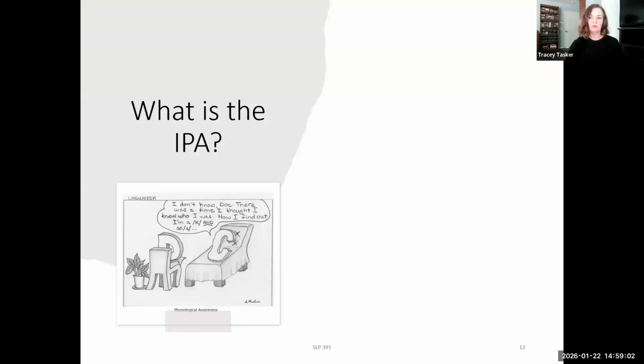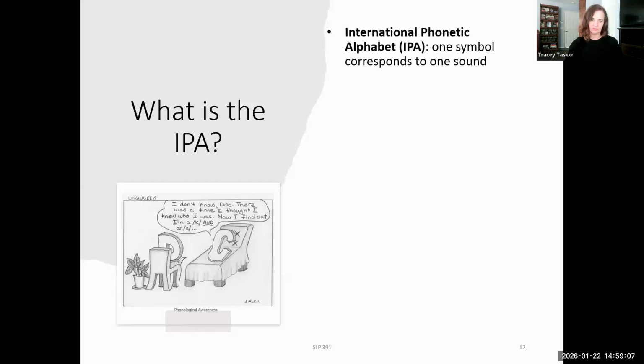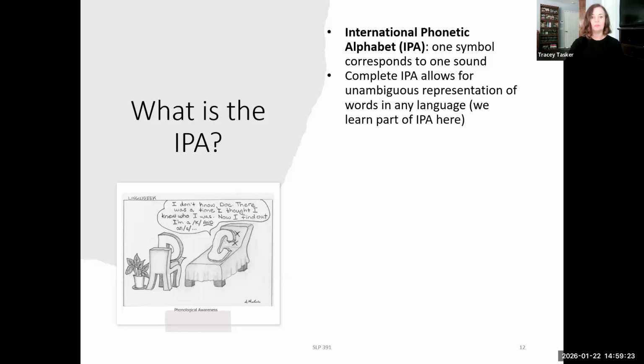Okay. So what is the IPA? Well, the IPA stands for the International Phonetic Alphabet. And in this case, one symbol does correspond to one sound. So it makes it easy for us to transcribe without having to think of all the complexities of that lack of one-to-one correspondence in English, for example. It is an international alphabet. We are not going to be studying the entire international alphabet. We're going to be looking at English. So what are the IPA symbols for our language here?